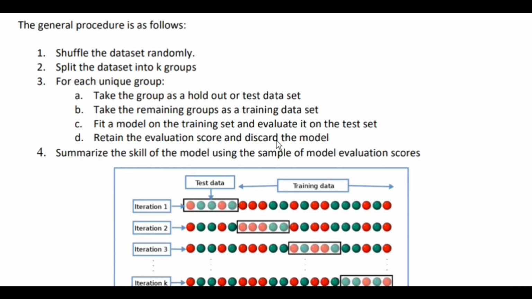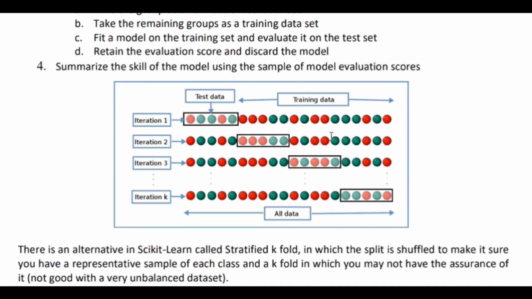The general procedure is as follows. Number 1. Shuffle the data set randomly. Number 2. Split the data set into K groups. Number 3. For each unique group: A. Take the group as a hold out or test data set. B. Take the remaining groups as a training data set. C. Fit a model on the training set and evaluate it on the test set. D. Retain the evaluation score and discard the model. Number 4. Summarize the skill of the model using the sample of model evaluation scores.